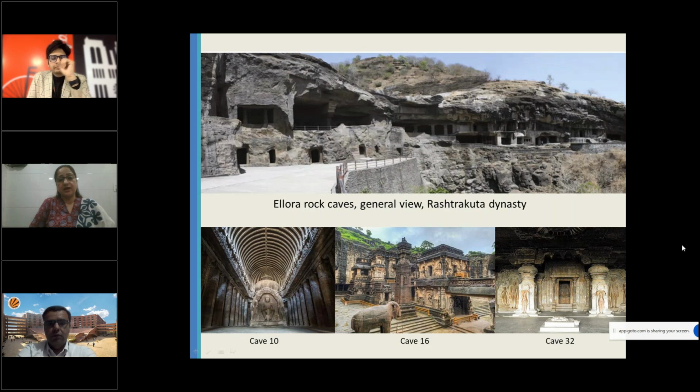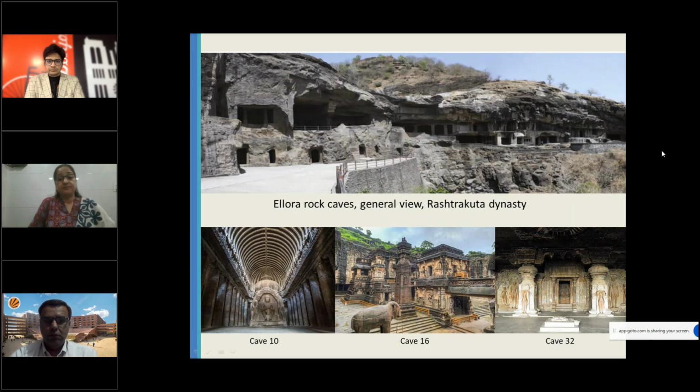So you have about 34 caves, where cave number 1 to 10 are Buddhist caves, cave 11 to 32 are Hindu caves, and 32 to 34 are Jain caves. So you have at one particular place 3 different religions which are existing or coexisting, let us say, in a very peaceful manner. Now that's a great thing and something that we need to understand today because the way the society is changing, we need to understand how syncretism existed in the earlier time period.